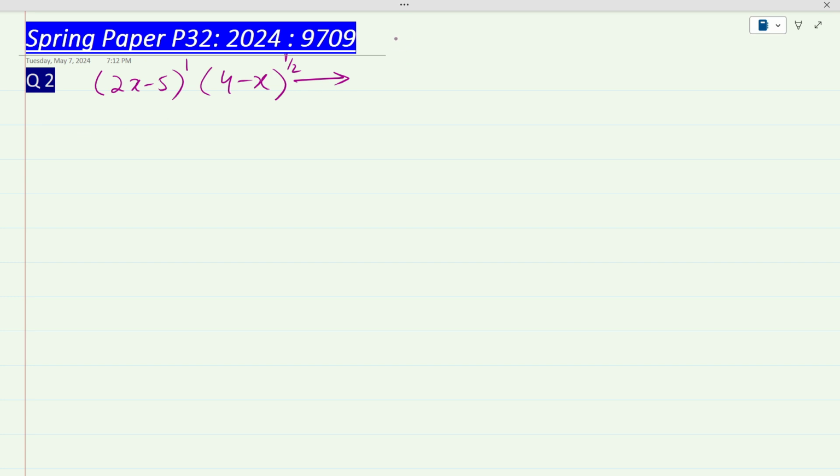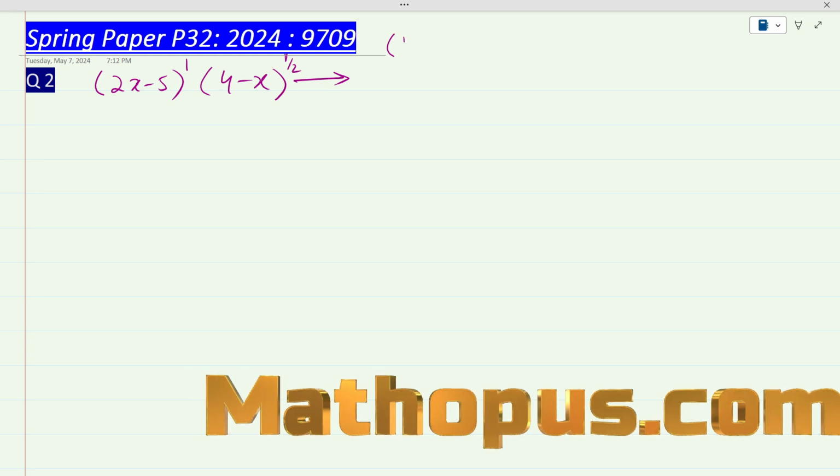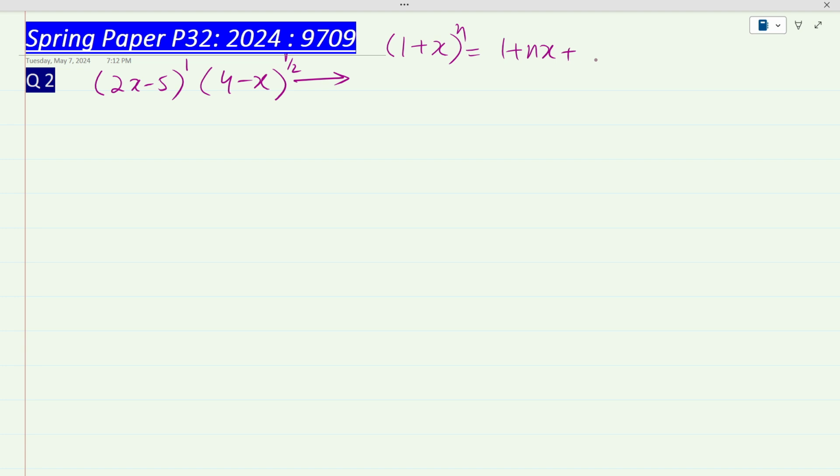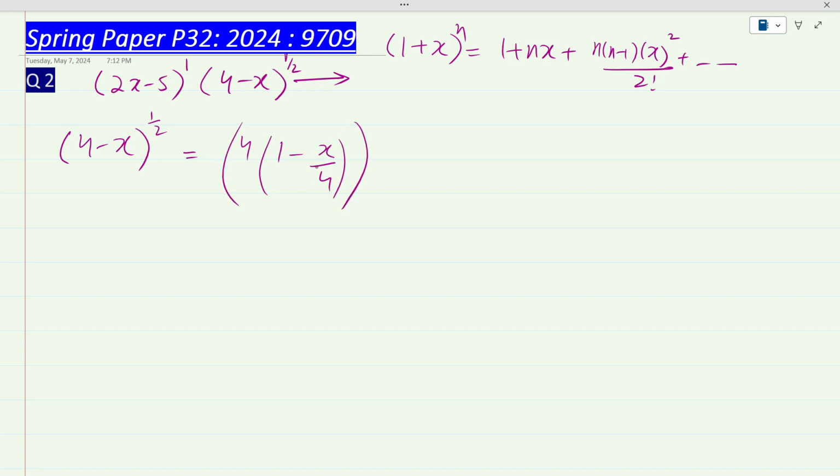But before that, we should know the formula for the binomial expansion. The formula is 1 plus x raised to the power n equals 1 plus nx plus n into n minus 1 x squared over 2 factorial, and so on. As we need to go to x squared, let's expand the first 3 terms. But before we apply this formula, if you notice that the first term is not 1, so we have to make the first term 1. So I will take 4 common, 1 minus x over 4, and the whole power is 1 over 2. When you simplify this, you will get 2 times 1 minus x over 4 to the power 1 over 2.